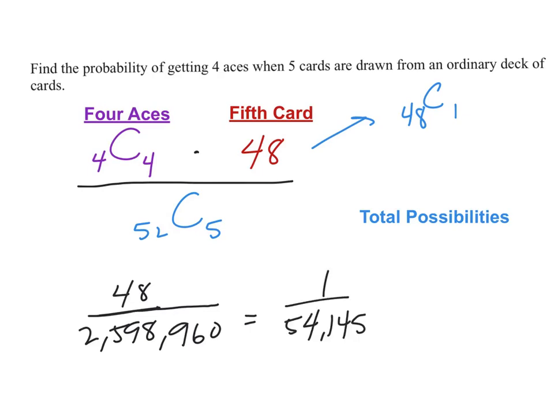And so there's 1 out of 54,145 ways to get the probability of a hand with 4 aces.